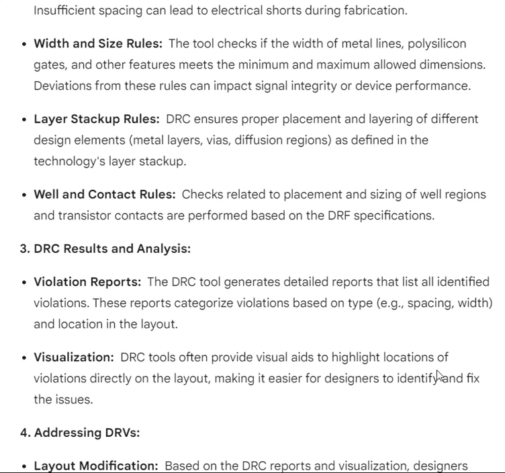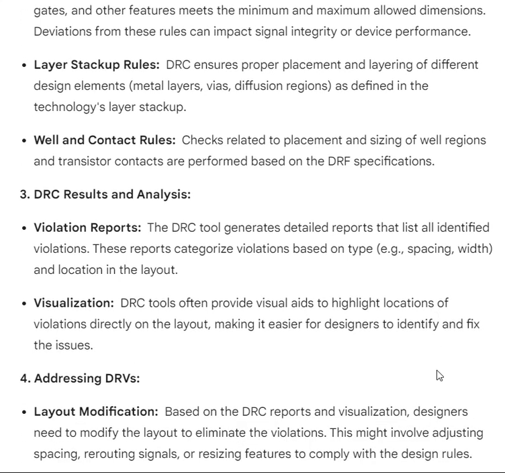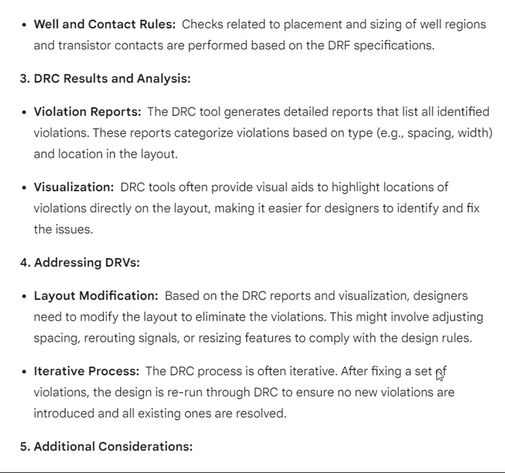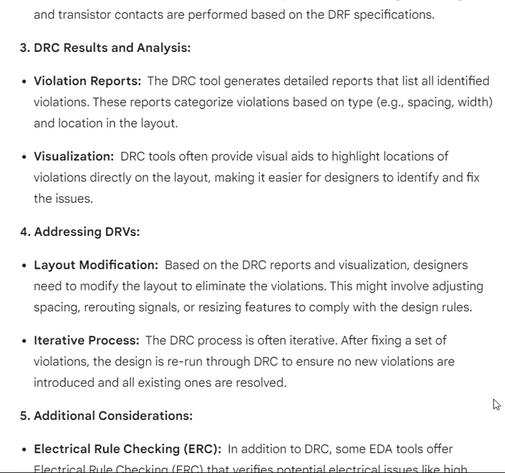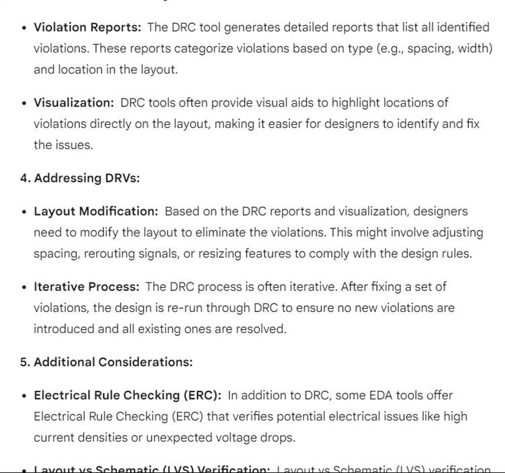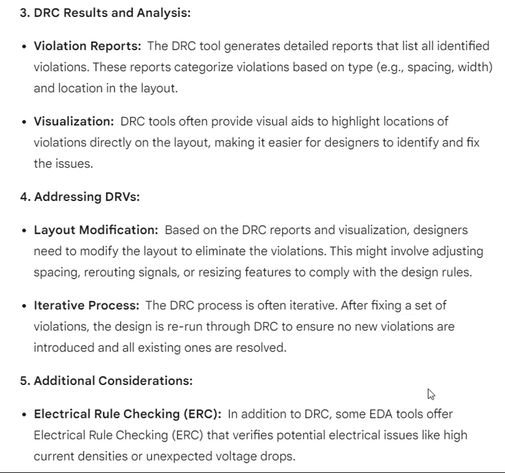3. DRC results and analysis. Violation reports: the DRC tool generates detailed reports that list all identified violations. These reports categorize violations based on type, e.g., spacing, width, and location in the layout. Visualization: DRC tools often provide visual aids to highlight locations of violations directly on the layout, making it easier for designers to identify and fix the issues.